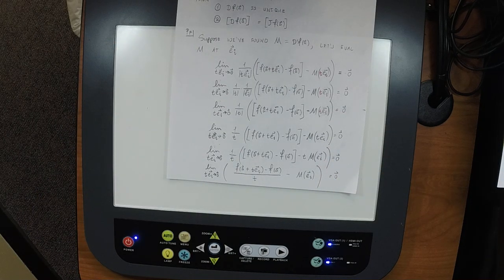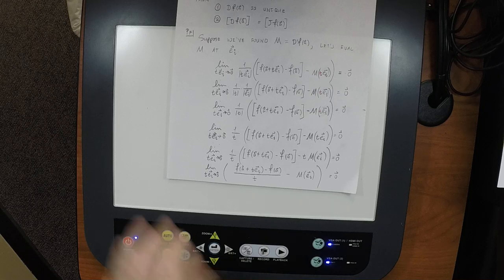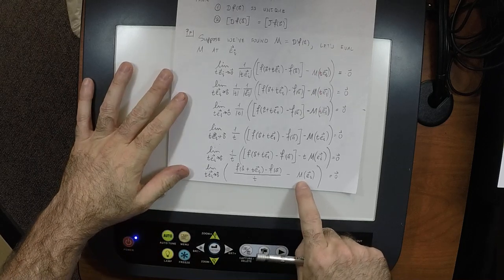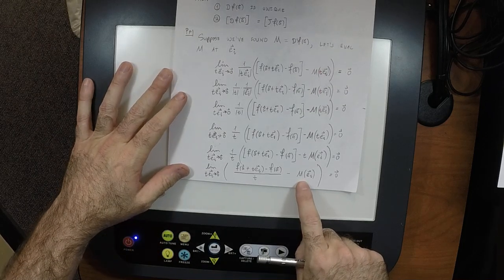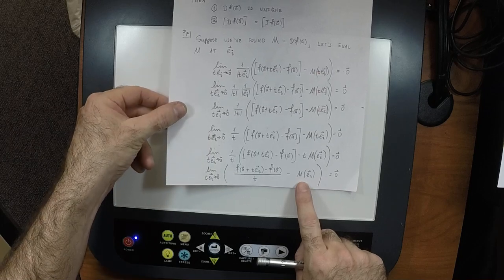So in particular, the limit symbol, the thing that's moving is t, right? So how about this? Is this moving at all? No. It's not. It's a constant. Which means it can come outside of the limit, can't it?